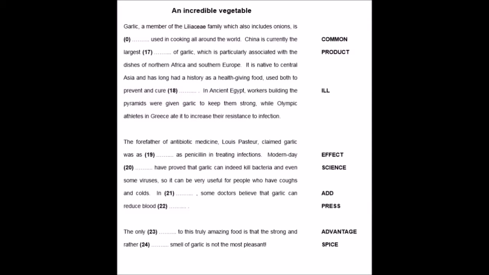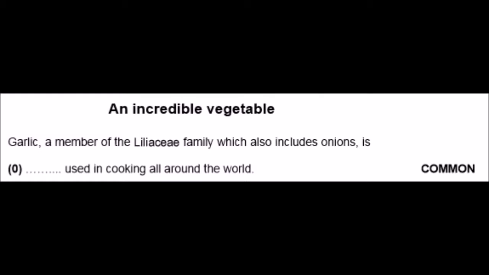Look, here's an example. This is a word formation text all about garlic, an incredible vegetable. So of course the first thing we do is we read it all through for gist. And if you want to do that, then pause the video now to give you the chance to read it. I'm going to focus on the first sentence. An incredible vegetable. Garlic, a member of the Liliaceae family, which also includes onions, is blank used in cooking all around the world.